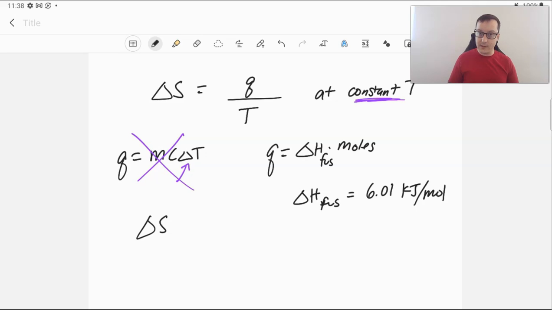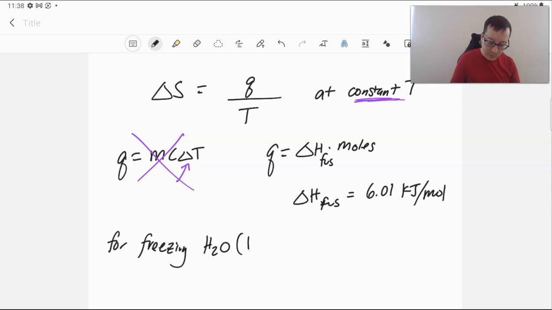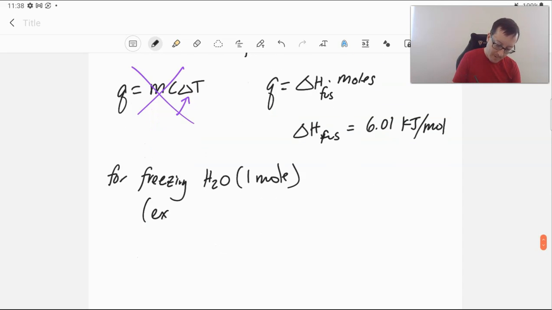At water's freezing point, which is 0 degrees Celsius, the temperature would be 273 Kelvin. We can figure this out. So for freezing water, let's just do 1 mole to make it very easy for us. If we wanted to freeze the water, we have to think, is that endothermic or exothermic? Think about it. Freezing water means we need to take its energy away, which means it's going to be an exothermic process. So the delta H will be negative.